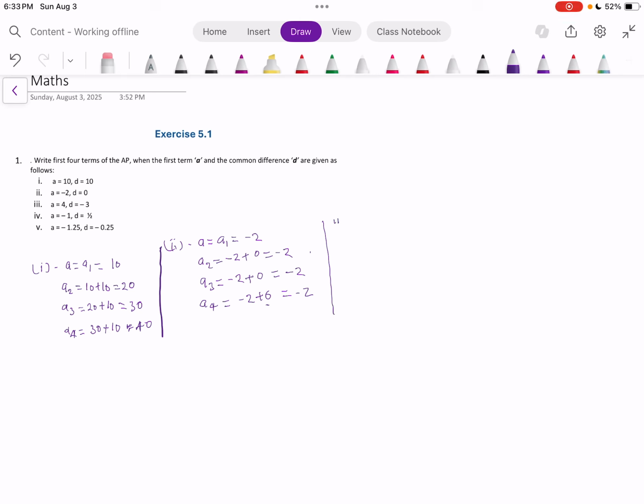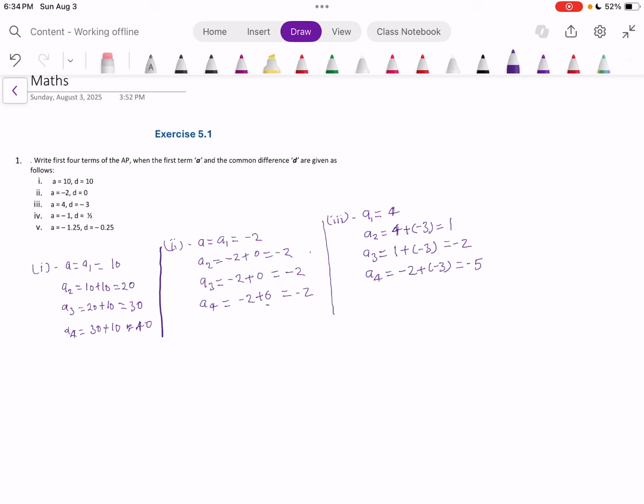Third question, A is 4, D is -3. So A, the first term, is going to be 4, or A1. A2 is going to be 4 plus the difference, that is -3. It is going to be 1. A3 is going to be the previous term plus the difference, which is -2. And A4, previous term plus the common difference, is going to be -2.